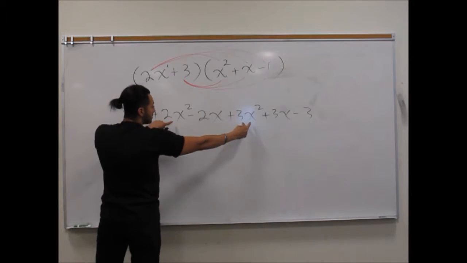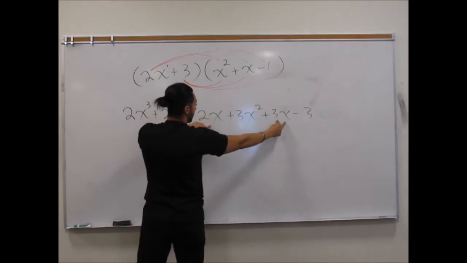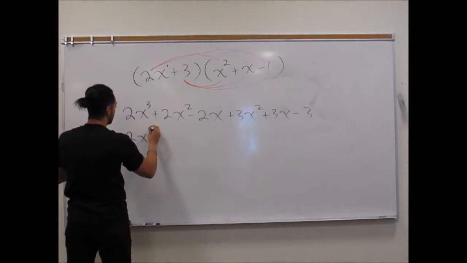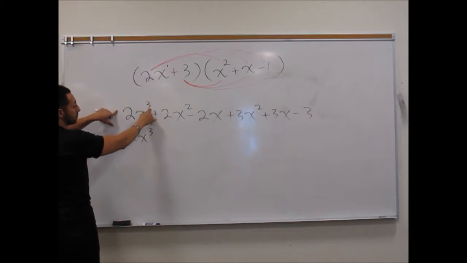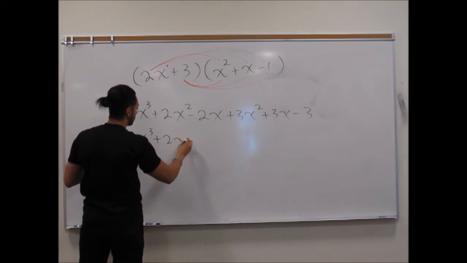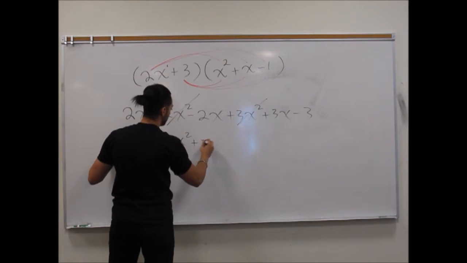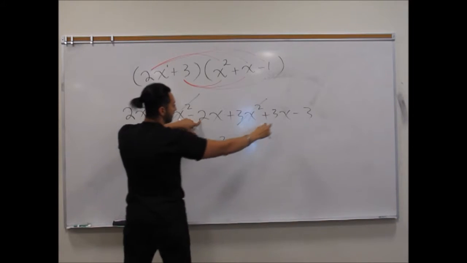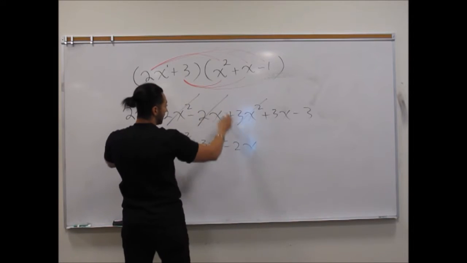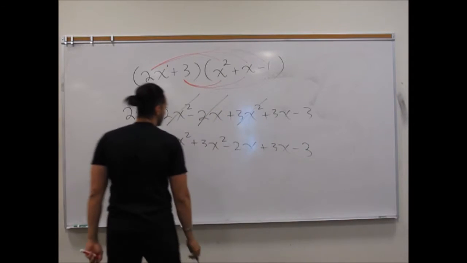So I'm just going to write these guys that have the second power next to each other, and then these guys that share the x next to each other. So we're going to get the 2x cubed. There's no other anything to the third power, so this guy has no partner to combine with. So there's the 2x squared and the 3x squared. I'm just going to write them next to each other. And then I'm going to write these 2 x's next to each other also. So we have a negative 2x and a positive 3x. And that's the only constant left.